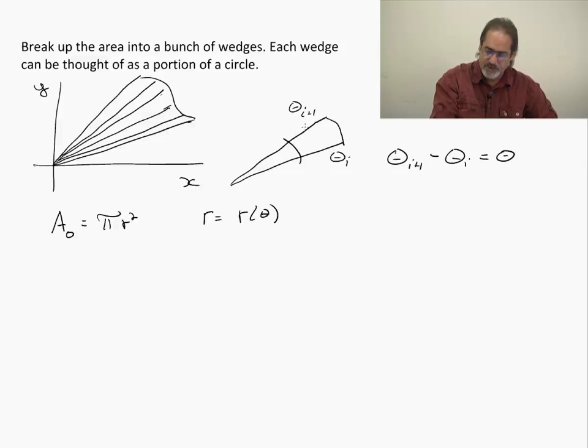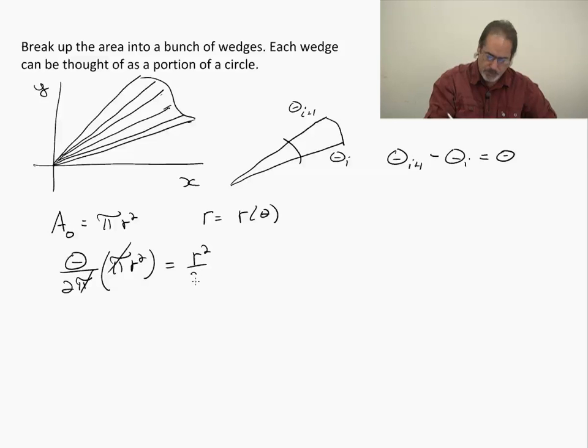Then the area for this one piece is going to be a percentage of the whole circle. The percentage of the whole circle will be theta over 2 pi. And if I multiply that by pi r squared, obviously the pi's cancel out, and I end up with r squared over 2 times theta. That would give me the area for any individual wedge.